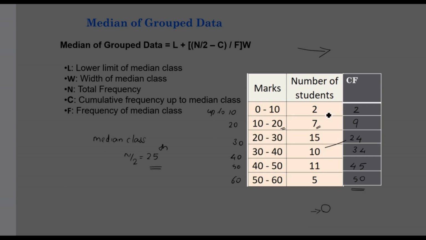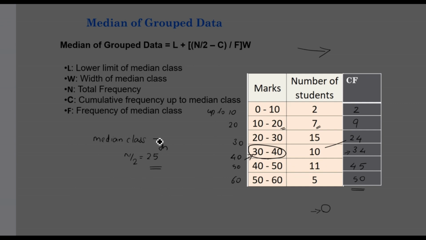The first class has 2 students, and up to this class there are 9 students. Total 9 students belong to these classes. Up to the 24th student is included in the class before. From the 25th student to the 34th student, the marks come under the interval 30 to 40. So this is the median class. That is the way to find the median class. So 30 to 40 is the median class for this data.